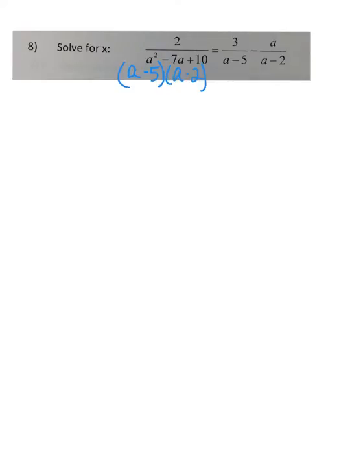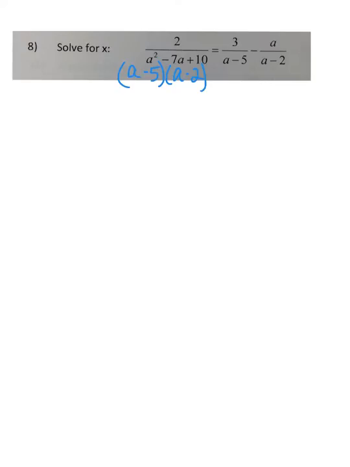So you can see that on the right side of my equal sign, I have an a minus 5, and I also have an a minus 2. So that's going to be my common denominator. I know that this fraction here is missing a factor of a minus 2, and this fraction here is missing a factor of a minus 5.